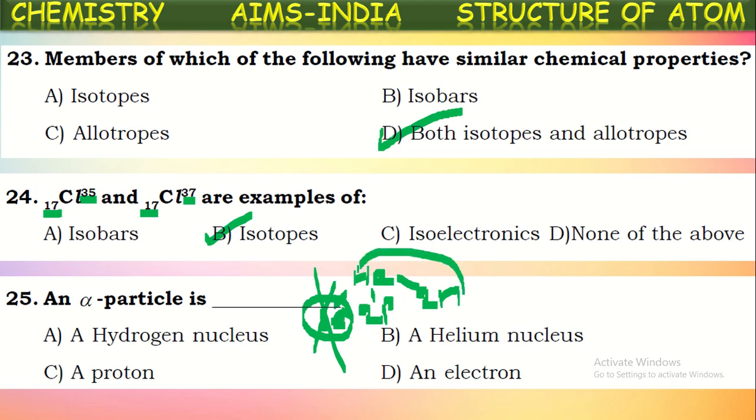This is similar to an alpha particle. An alpha particle is nothing but the bunch of two protons and two neutrons. That's why an alpha particle is also represented as He2+ ion, because after removal of two electrons from helium, it remains with two protons and two neutrons. Okay, an alpha particle is similar to that of a helium nucleus. Okay, this is the correct answer.